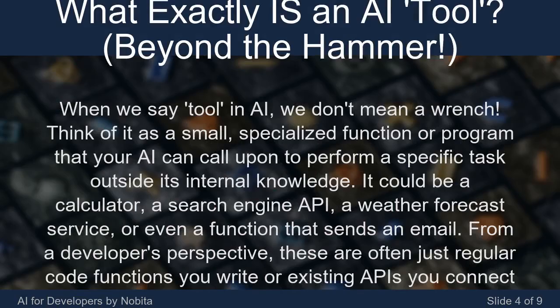When we say tool in AI, we don't mean a wrench. Think of it as a small, specialized function or program that your AI can call upon to perform a specific task outside its internal knowledge. It could be a calculator, a search engine API, a weather forecast service, or even a function that sends an email. From a developer's perspective, these are often just regular code functions you write or existing APIs you connect to. The magic is how the LLM knows when and how to use them.